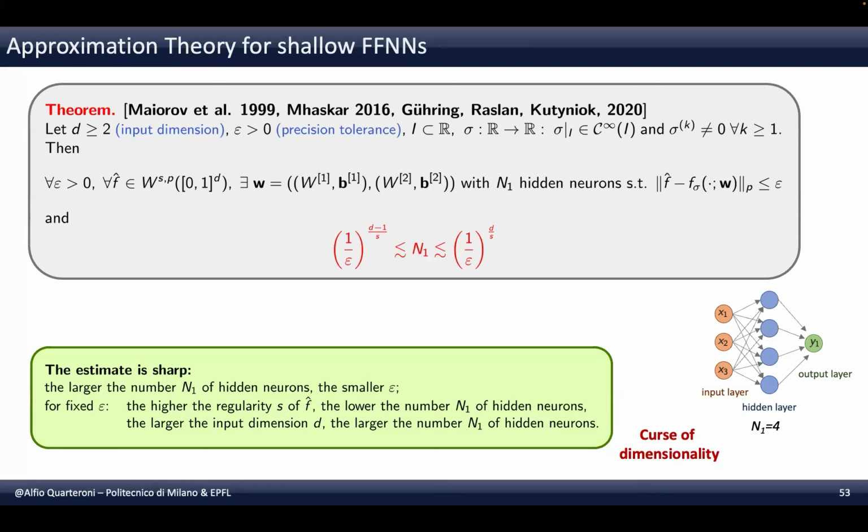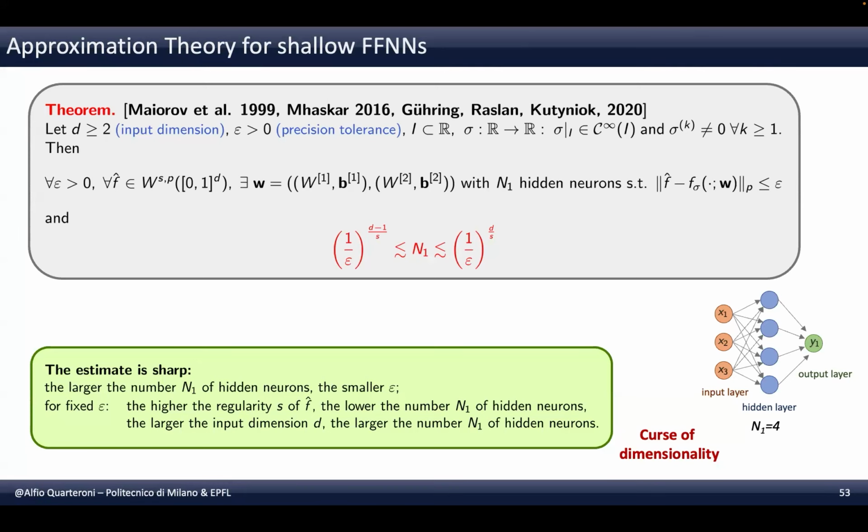So how do we interpret this? The larger the number N1 of hidden neurons, the smaller epsilon. Good, right? If you increase the number of neurons, you potentially have a better error. But if you fix epsilon, so fix the tolerance, the accuracy, then the higher the regularity s of f, the lower the number N1 of hidden neurons. Again, good news, like in finite elements. The higher the regularity, the smaller the number of elements you need to achieve a certain accuracy.